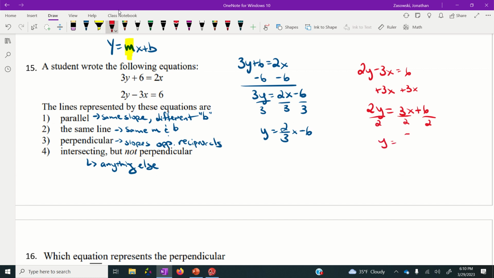And so y equals 3 over 2x plus 6. And we can see the slopes. So we have 2/3 and positive 3 over 2. They are reciprocals, right? But they're not negative reciprocals. They're not opposite reciprocals. So we know that the choice we're going to make here is 4, okay? Because they are reciprocals, but they're not opposite reciprocals.